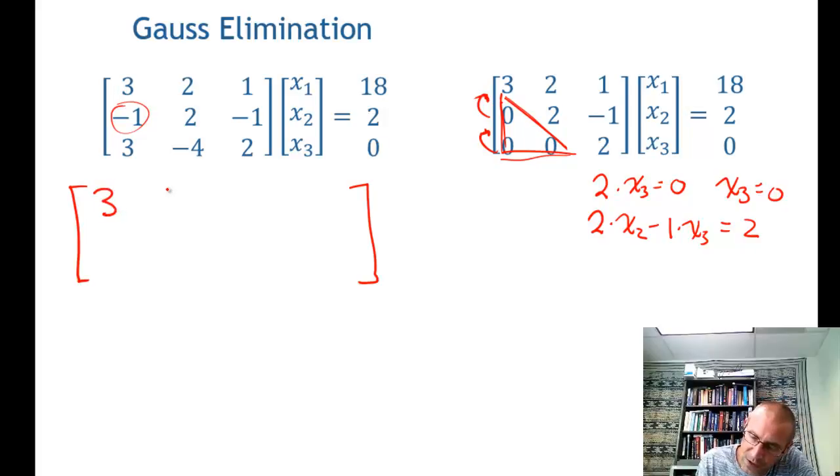So I'm just going to leave the top equation alone. We'll call it 3, 2, 1, and then 18. But what I'm going to do is take that top equation and multiply it by a third.